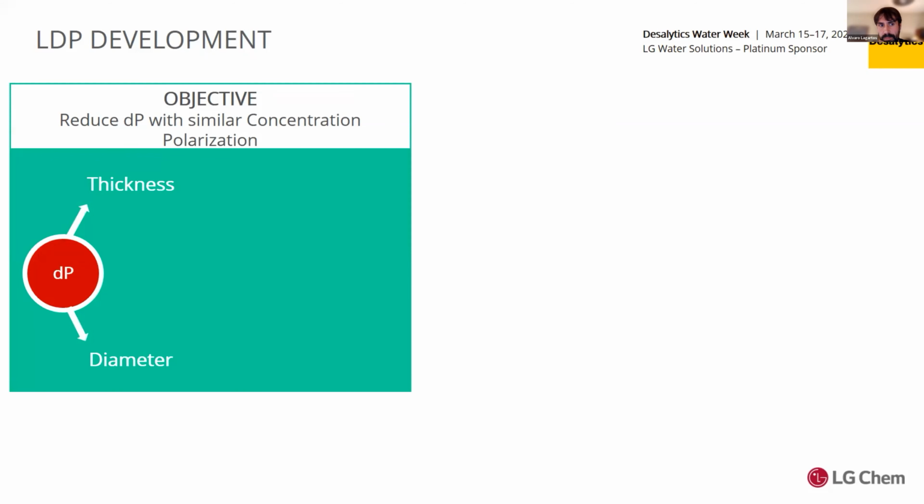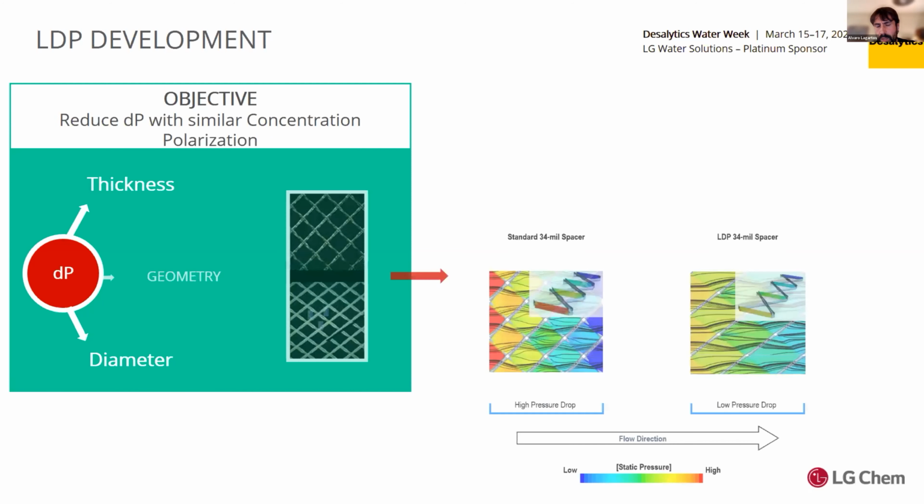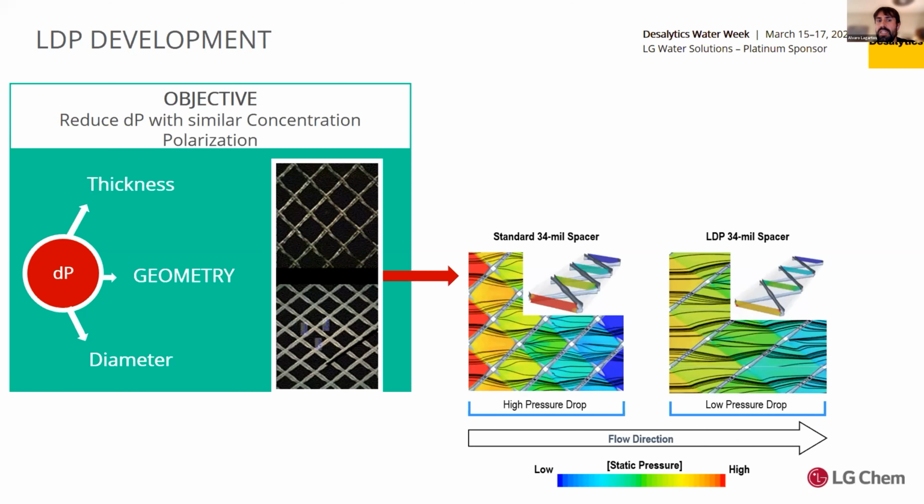The way we did that was you have thickness and diameter. I already said this is quite standard in the industry. Now, thickness is related to the diameters, which are pretty standard in the industry. And until today, it seems very complex, as there's no available room to fit any thicker spacer. So we went to focus on the geometry.